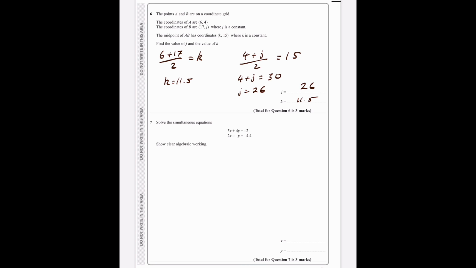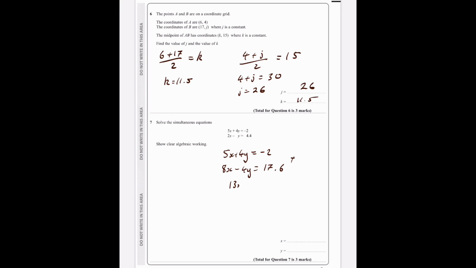Question 7, a fairly standard set of simultaneous equations. A few ways of doing it, or many of them are legitimate. You must show clear algebraic working. A correct answer will not score any marks without the method there.